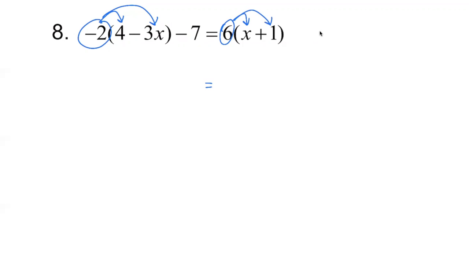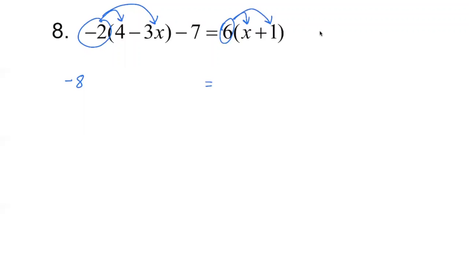So let's focus on the left. We say -2 times 4 is -8. And now, whenever you see a minus sign, you just have to be extra cautious. And that's not just for algebra 2. It's for everything, from now to pre-calc to calculus. Whenever you see a minus, just be extra cautious because you may have to deal with some sign changes. Plus is good, minus, be cautious. And -2 times -3x is positive 6x. -7. On the right hand side, we have 6x plus 6.